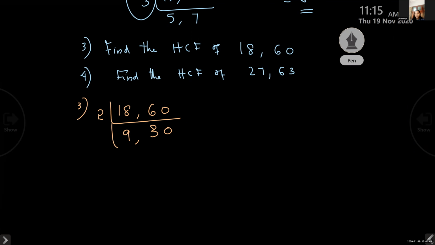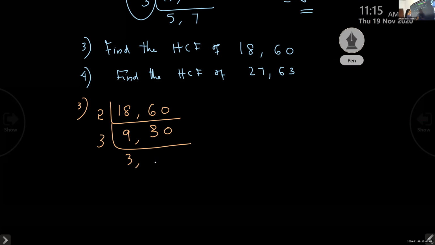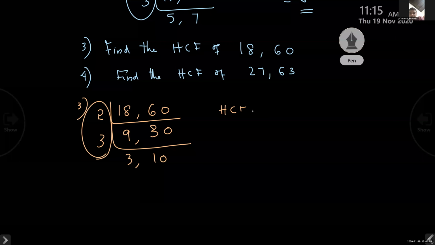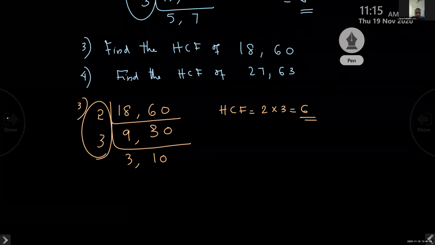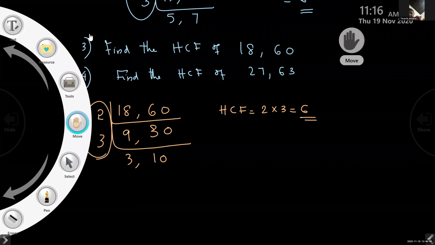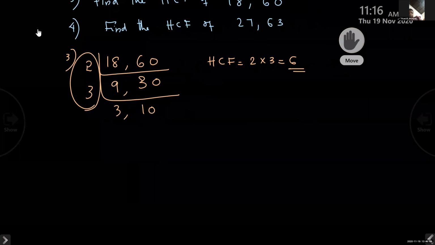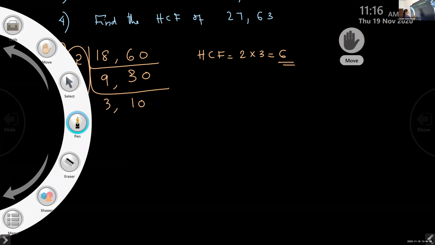Next we will take 3. So 3 and 3, 3 and 10. Finished. Only this much is left. It's the 6 numbers. 2 into 3 equals 6. In these problems, 6 is the HCF. And next one is 27 and 63.